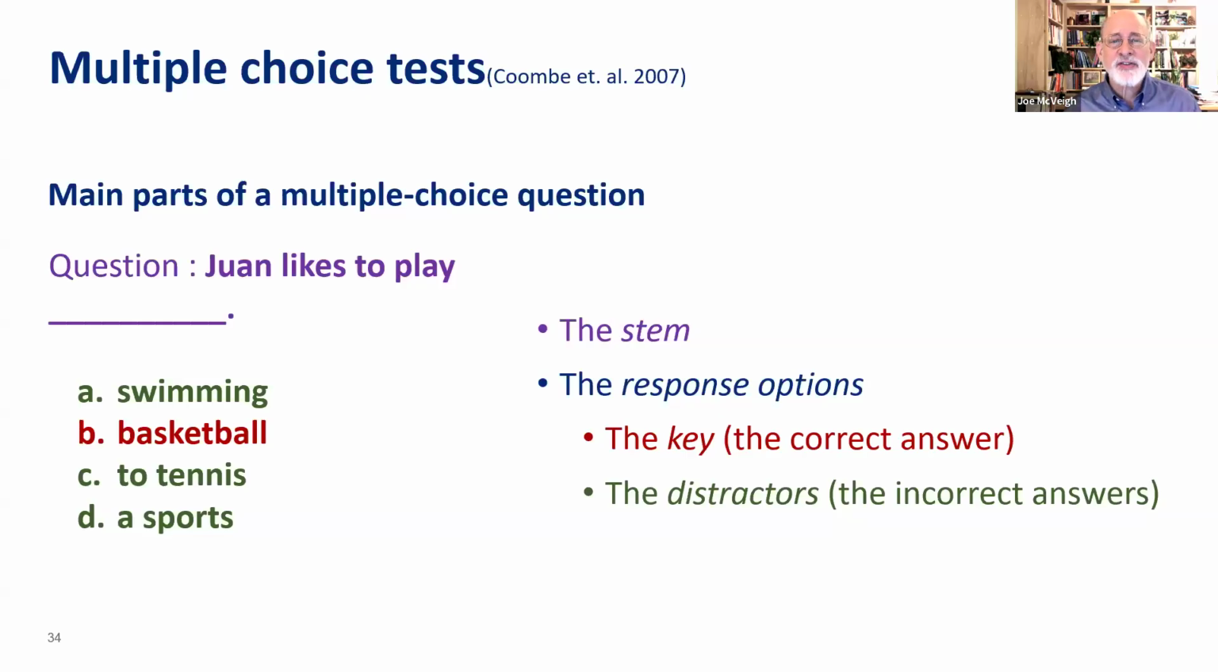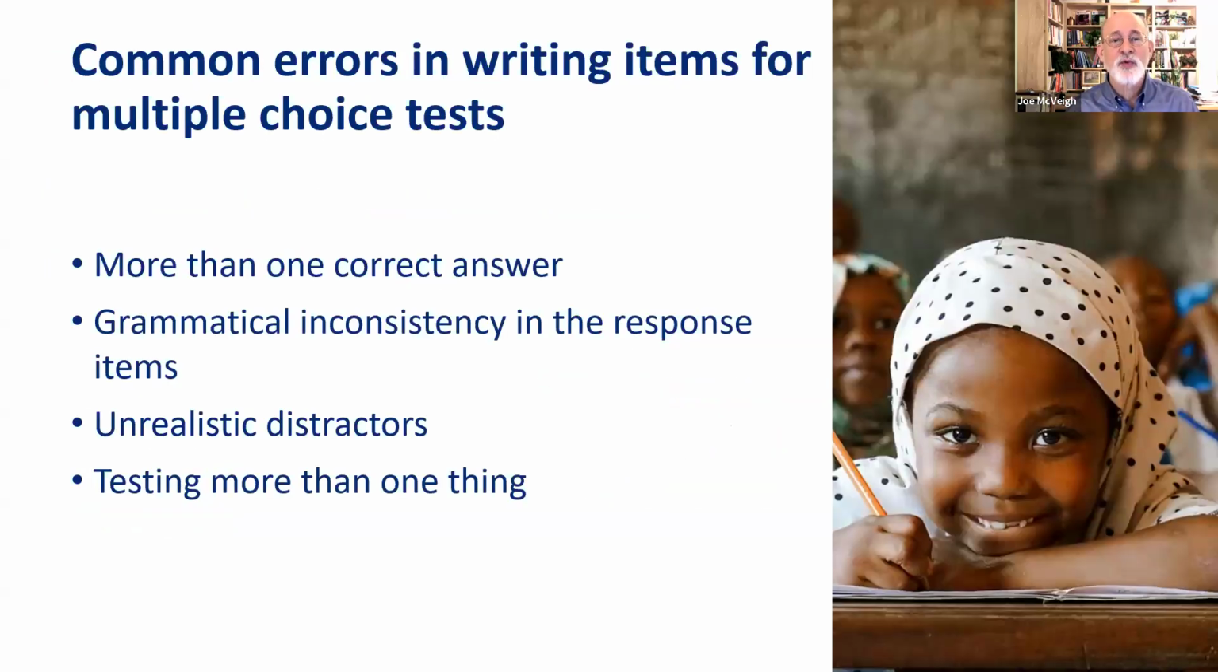Now, teachers like to use multiple choice questions. They're often used, but they're often misused. And there's some very common errors that teachers make in writing items for multiple choice tests. One is there's more than one correct answer. Maybe both answer B and answer D could both be correct.